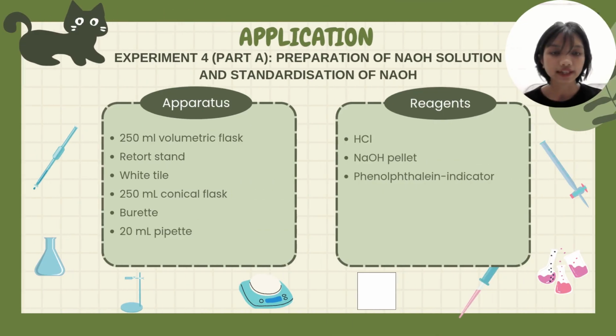For the example of result, we use experiment 4, which is the preparation and standardization of NaOH. The apparatus used are volumetric flask, retort stand, white towel, conical flask, burette and pipette. And the reagents that we use are HCl, NaOH pellets and phenolphthalein as the indicator.